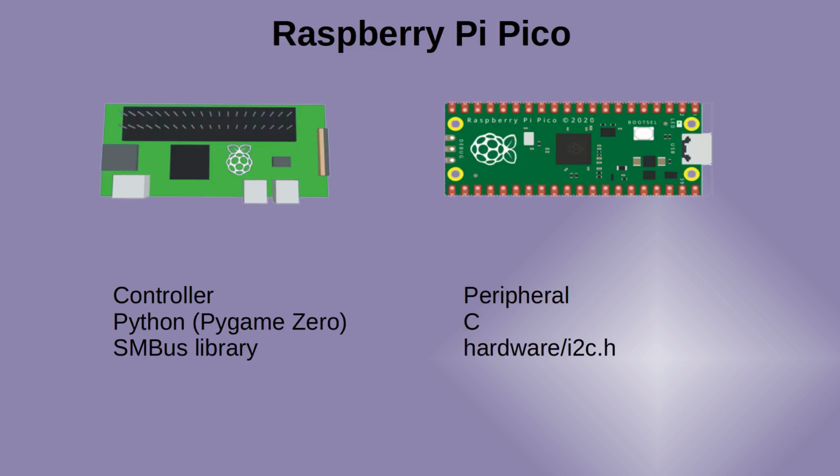That's the theory out of the way. Let's look at some practical examples. The first example I'll use is the Raspberry Pi Pico.